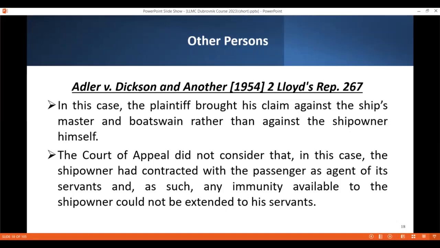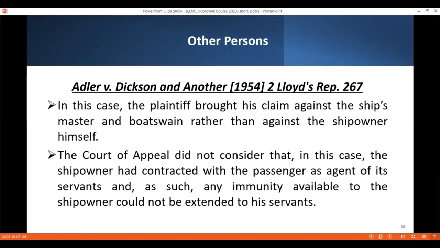She went to the lawyer and said, listen, the owner has a right to limit liability. The lawyer said, but the crew doesn't. So instead of suing the ship owner, they sued the master and the boatswain, and the Court of Appeal did not consider that in this case, the ship owner had contracted with the passenger as agent of his servants. And as such, any immunity available to the ship owner could not be extended to the servants. Thank God. So in 1957, the convention covered also the servants of the owner.